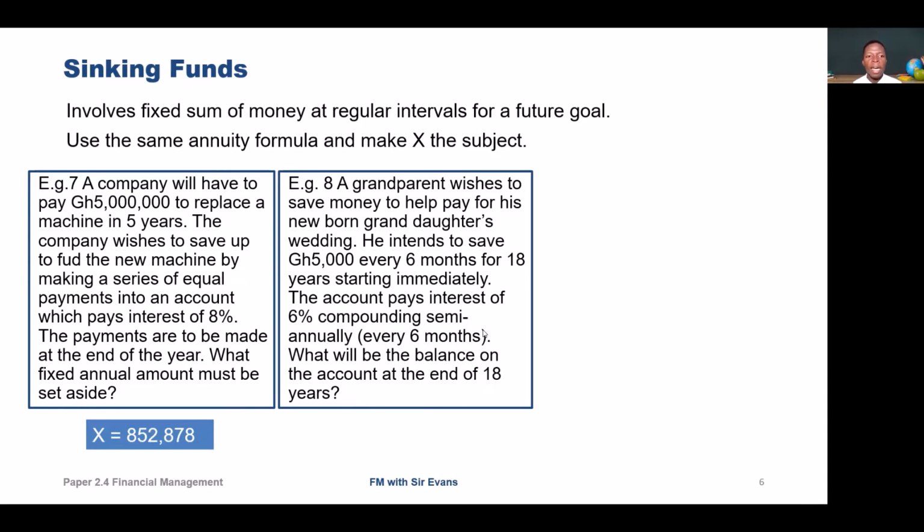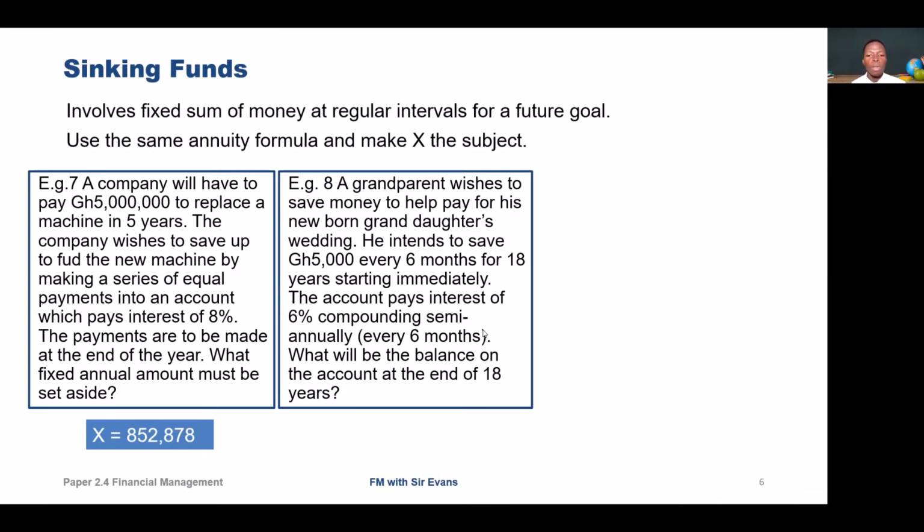So we can see that in this scenario, we've been given the frequent payment, and that is the 5,000. It's going to be paid every 6 months for 18 years. So there needs to be some conversion here. Our 6% is an annual rate, but we need to convert it into a semi-annual compounding rate. So either you do 6% divided by 2, or you use the periodic rate formula, which is (1 + r) raised to the power 1/n, minus 1.